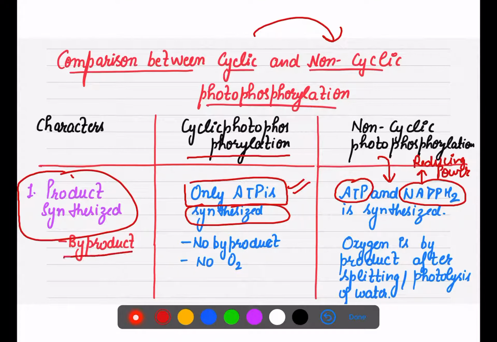If I talk about the byproduct, because in non-cyclic we know that photolysis of water happens. In cyclic we have not talked about any byproduct, so no byproduct, no oxygen. But in non-cyclic we talked about a byproduct. Oxygen is the byproduct, and it is formed after splitting or photolysis of water.